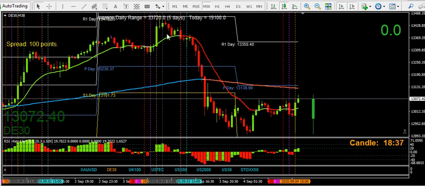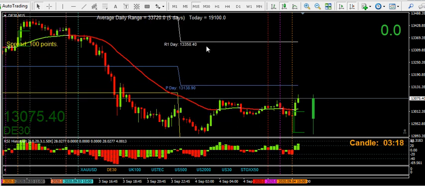Which is also why I scalp. I'm in and out of the markets as quick as possible, and not interested in just blindly following moving averages or trends or whatever you want to call it. So back to this M15 chart here. Well, we're on the M30, but back to the M15.